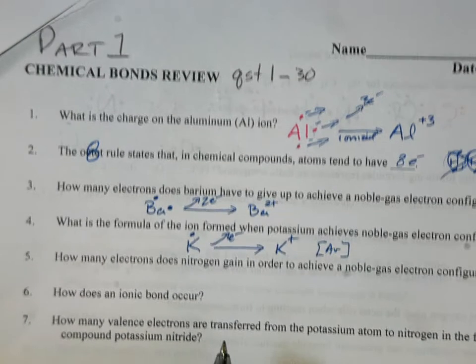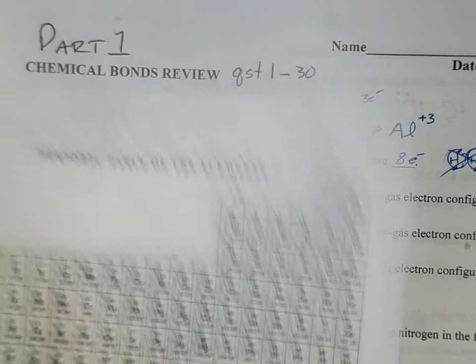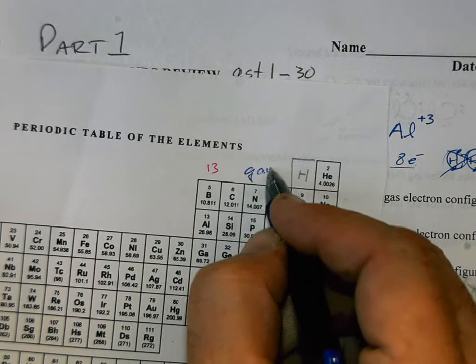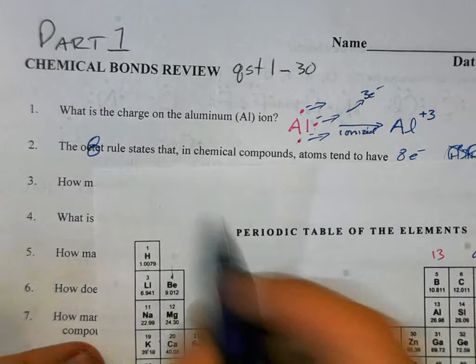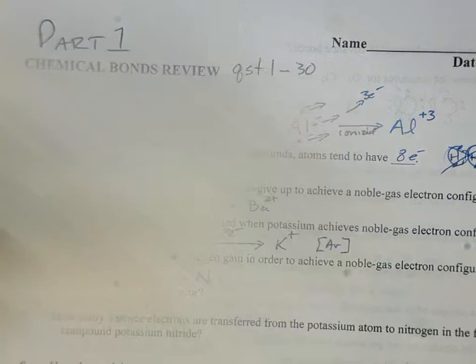How many electrons does nitrogen gain? Okay, here's our friend nitrogen. Now, nitrogen's a nonmetal, so when we're on the nonmetal side of the periodic table, these guys gain electrons, and over here they lose electrons, or throw them at you if you want to think of it that way.